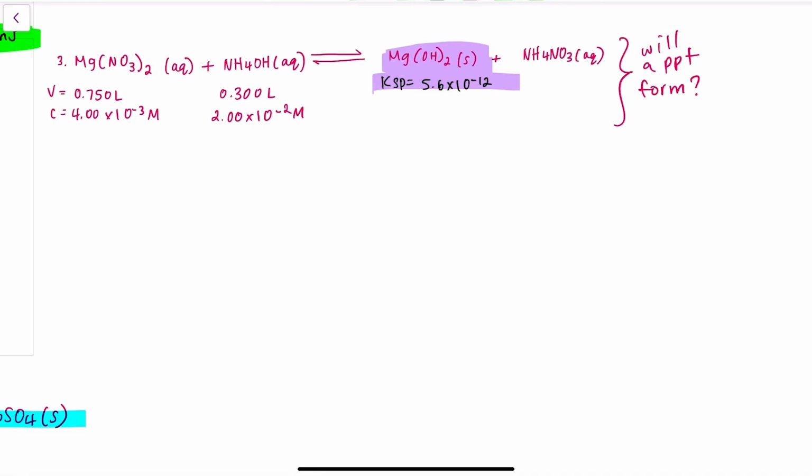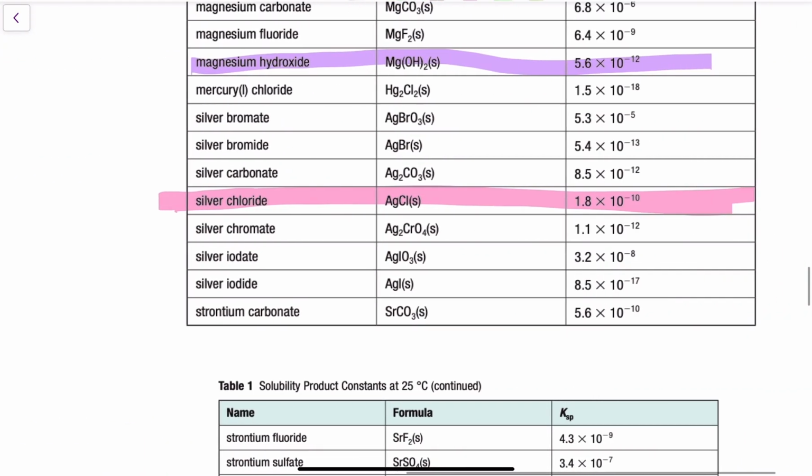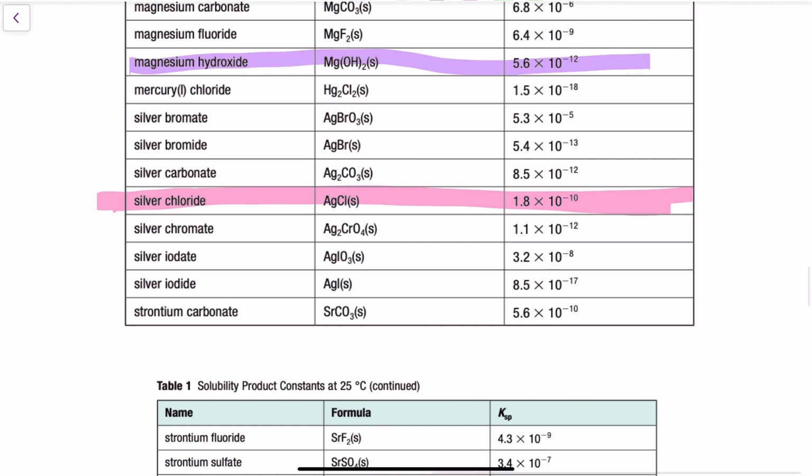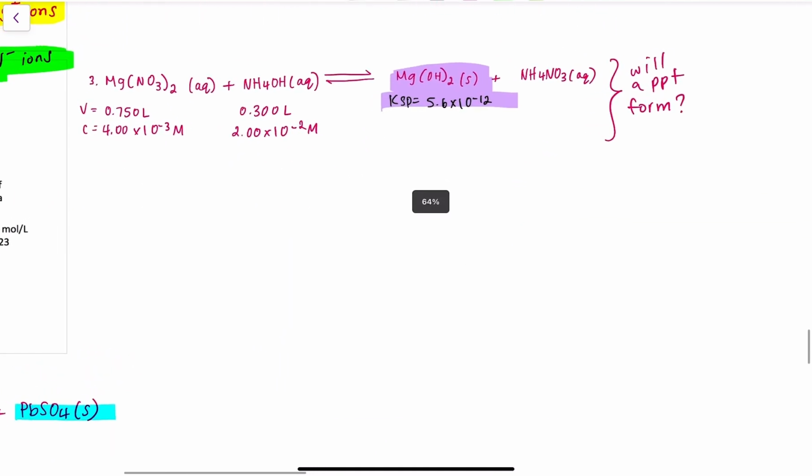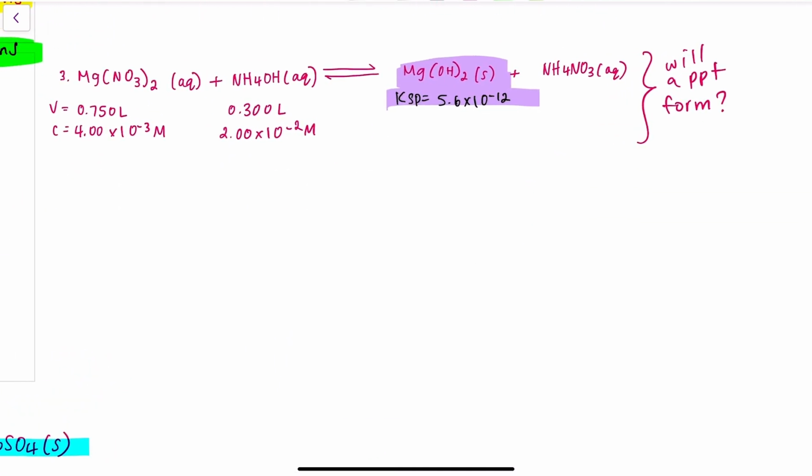So the following example says that we have magnesium nitrate reacting with ammonium hydroxide, and I've completed the reaction here, and our solid is magnesium hydroxide. And based on the KSP table from above, magnesium hydroxide has a KSP of 5.6 times 10 to the negative 12. So I've also put that into my equation here, and I have both the volumes and concentrations of each aqueous solution. And this question is asking, will a precipitate form?